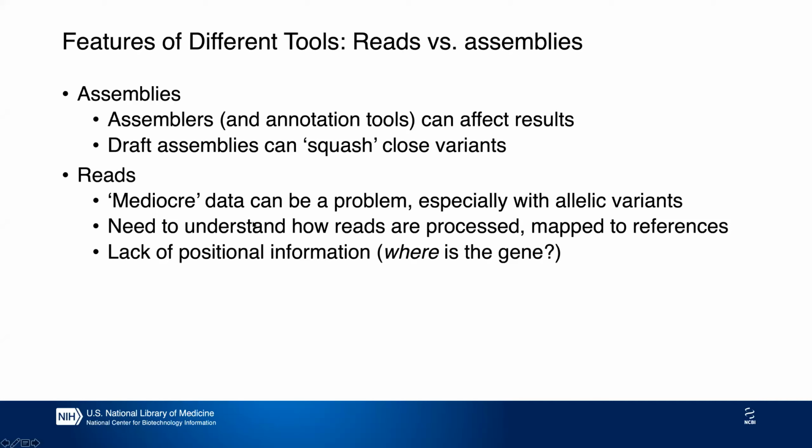With these methods, you also need to understand how the reads are processed, how they're mapped to references, and so on. So to a certain extent, it's a black box method. And depending on the tool, often these methods might lack positional information. So if you want to know, okay, I found a gene, but what's it next to? You may not get that information from some read-based methods alone.